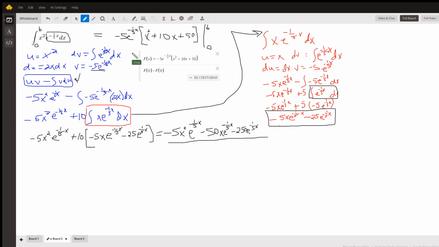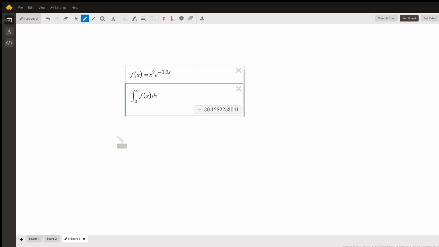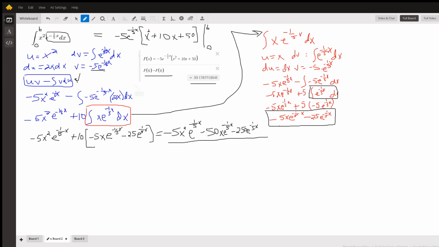And you could try to do this and leave an exact answer by just plugging 6 in for x and having something in terms of e. But here's a decimal approximation, 30.128. And if I go to board 3, there's the original function. There's the definite integral evaluated on Desmos, which matches the answer we got using that antiderivative.